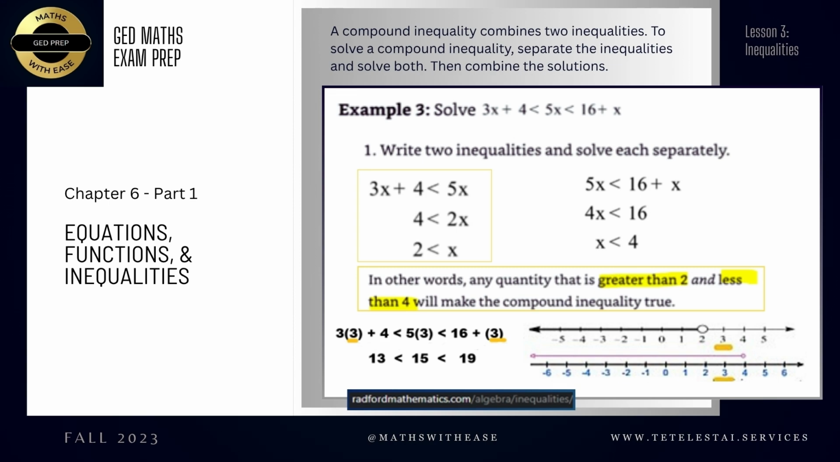And if we think back to our solution, 3 makes sense because 3 is greater than 2, but it's also less than 4. Okay. And another way to check your inequality is to simply plug 3 into your original inequality. So I've done that here for you on the bottom left-hand side. 3 times 3 is 9. 9 plus 4 is 13. Less than 5 times 3 is 15. Less than 16 plus 3 is 19. And that makes sense. 13 is indeed less than 15. And both 13 and 15 are less than 19.